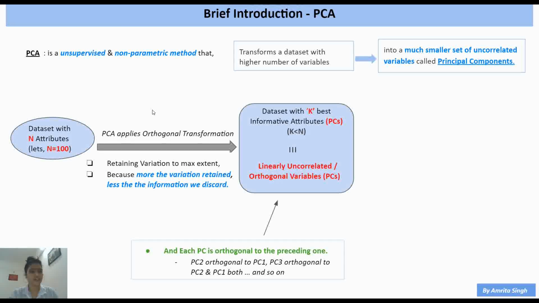Suppose that we have a data set with 100 attributes. Now PCA applies some orthogonal transformation, which we'll understand going forward. While applying this transformation, it tries to retain maximum variation from the data, because the more variation it retains, the less information it discards. Now what does it give us? It gives us a transformed data set with k new features, which we call principal components.